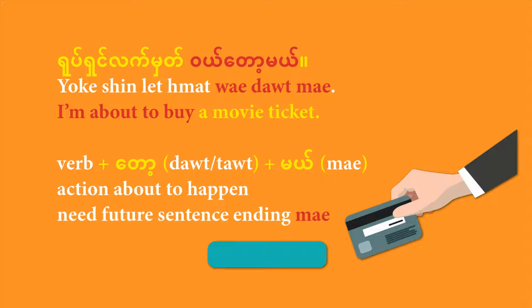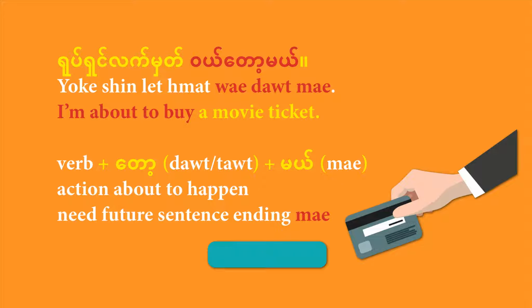Here's something important you need to remember with the use of the verb plus do form. You also need to change the sentence end particle into the future particle, because when you're about to buy a movie ticket, you haven't really bought it yet, have you? You need to state it in the future tense. So instead of ending the sentence with de, you have to end with meh, the future sentence end. So put it all together, you would say Yoke lethmal wear do meh. One more time. Yoke lethmal wear do meh. That's I'm about to buy a movie ticket.